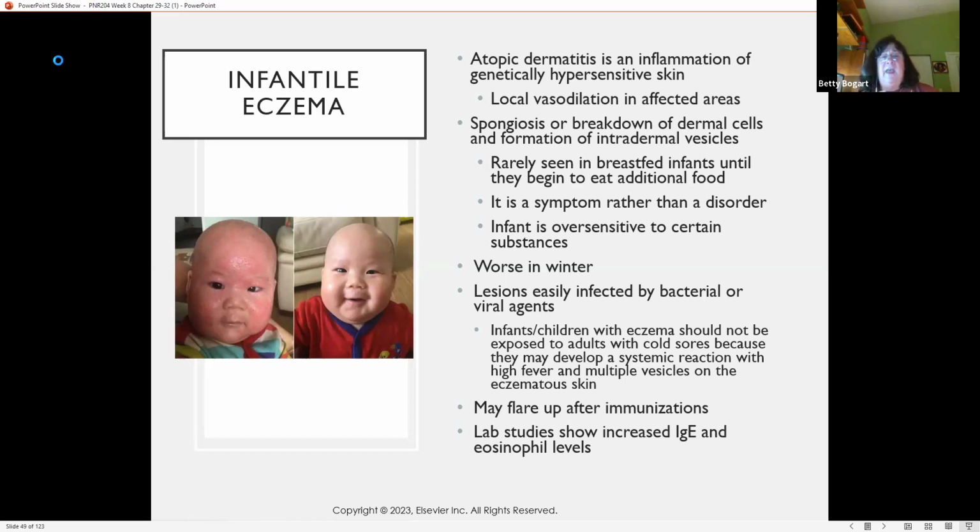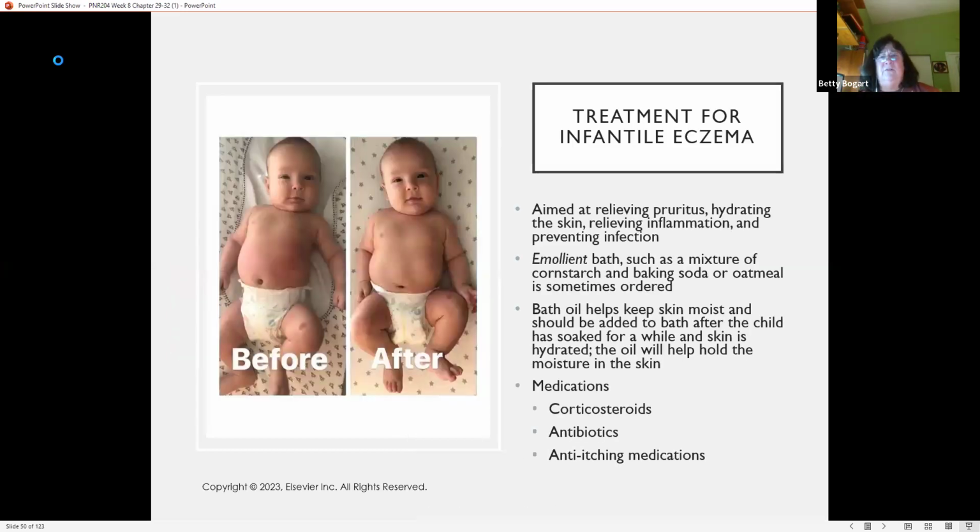They also say that it can flare if you're being given immunizations. And we're talking about immune things, IgG, IgE, and the eosinophil levels that you might see when we're having flare ups or worse eczema on these children. So, what do we do?